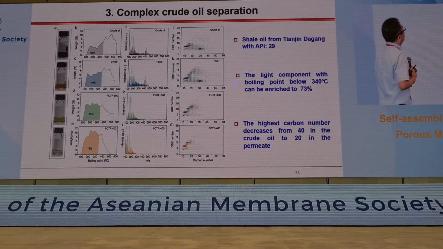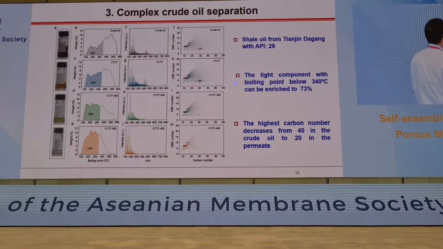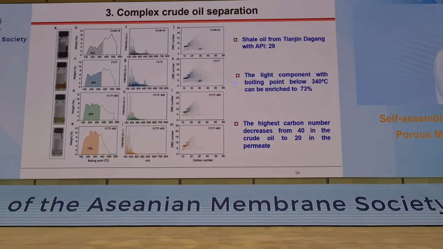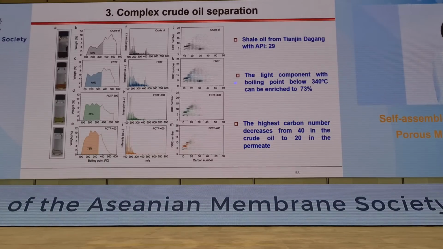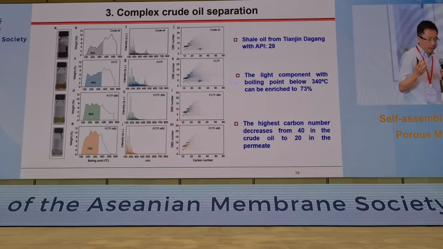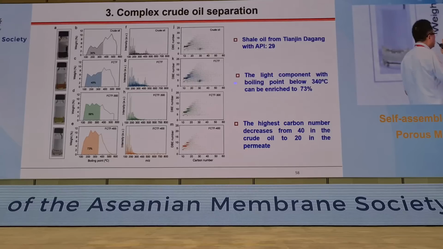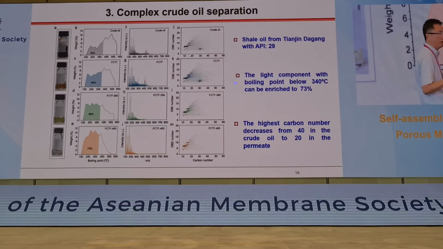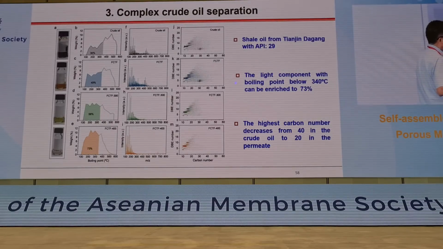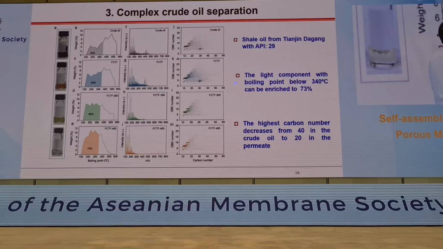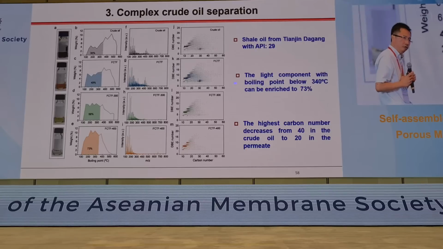So finally, we tried to use our cross-linked membrane in the field of complex crude oil separation. Without any dilution, we tried the shale oil from Tianjin Dagang with an API value of 29. We found two very important results for our film. The first, for all the cross-linked films, they have the ability to reach the light component with boiling point below 340 degrees C.